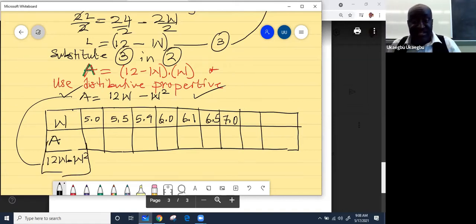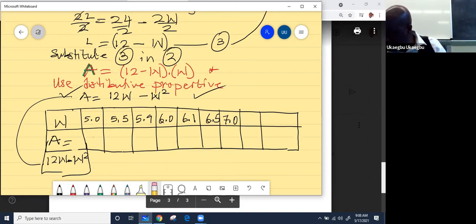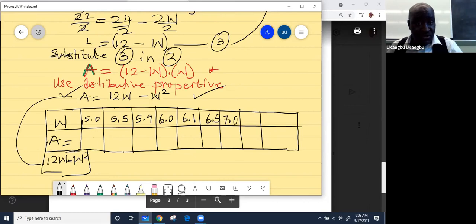So now, in each case, all you need to do is plug in the value of W into the area formula, and then write the value right here. And please write two places of decimal so that we will be able to see the differences in the various numbers we may get. How many minutes do you think will be enough? Use calculator.